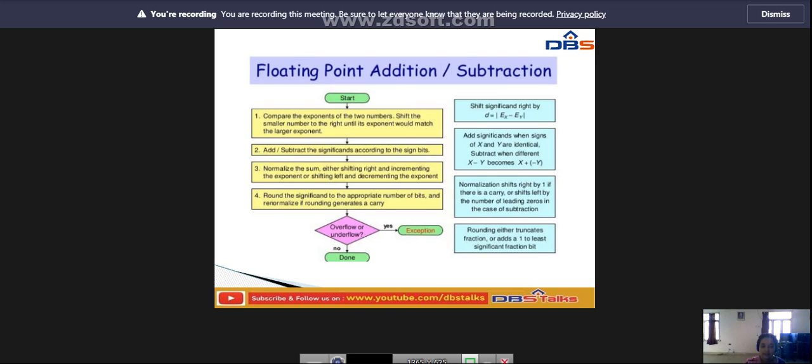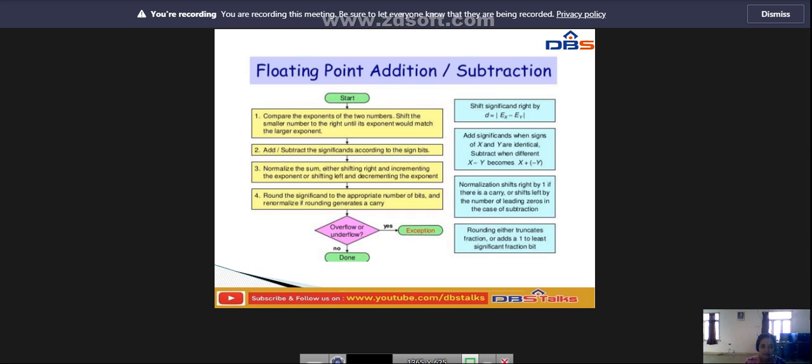So after that, in the second step, add and subtract the significands according to the sign bits. In the third step, normalize the sum, either shifting right and incrementing the exponent, or shifting left and decrementing the exponent. In the fourth step, round the significand to the appropriate number of bits, and renormalize if rounding generates a carry. Then check overflow or underflow. If it is overflow or underflow, an exception will occur. If it is no, the operation is done here.